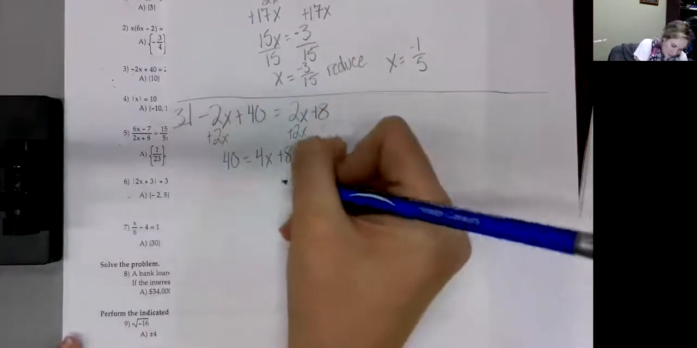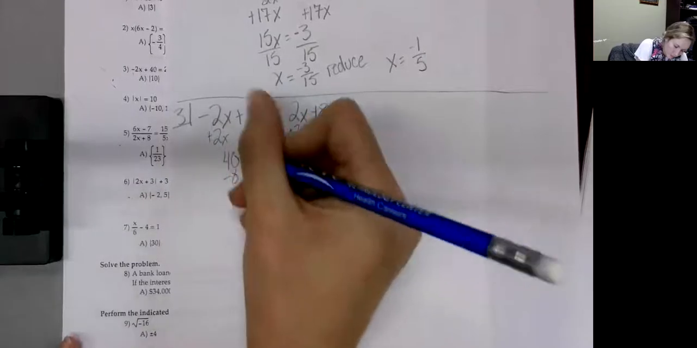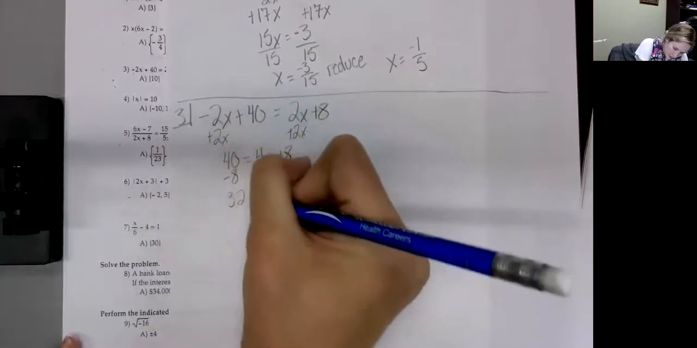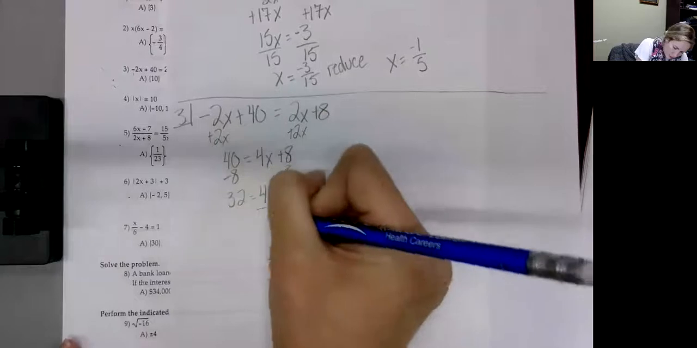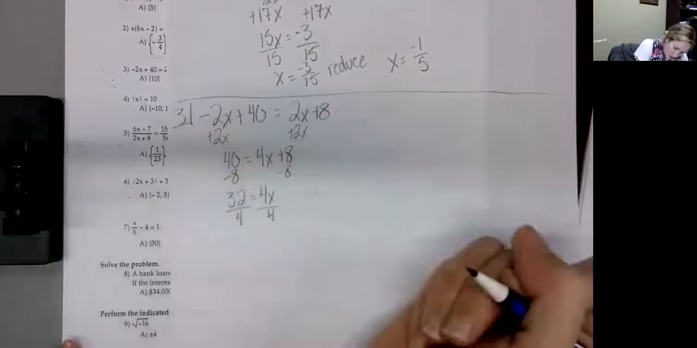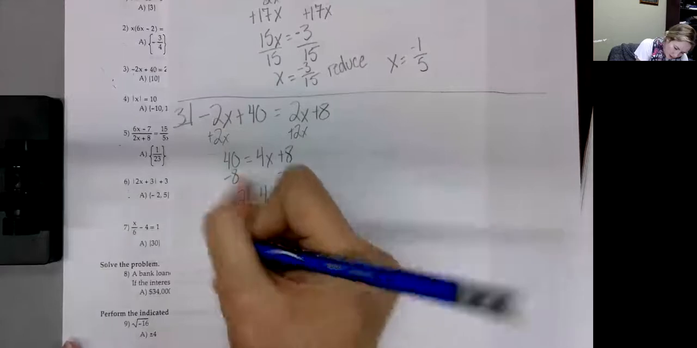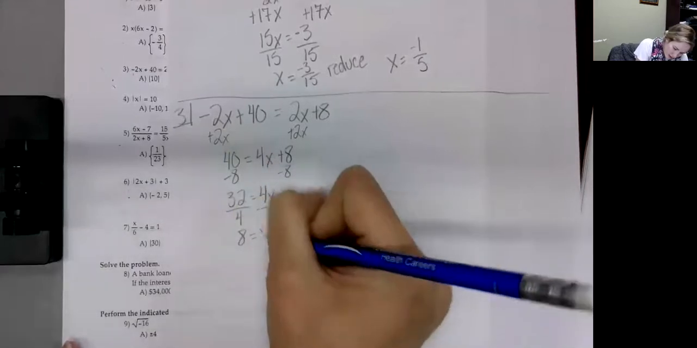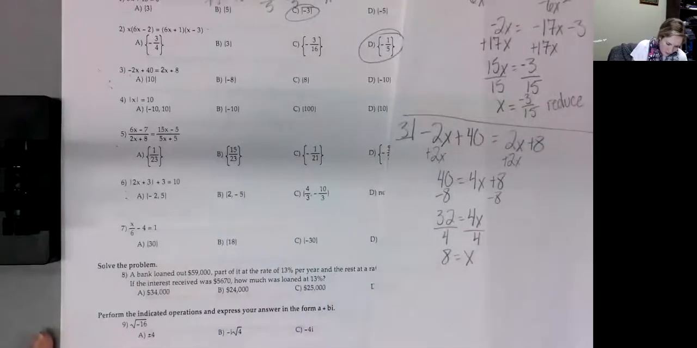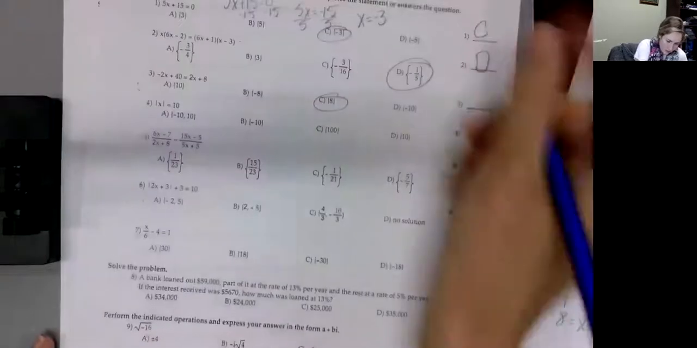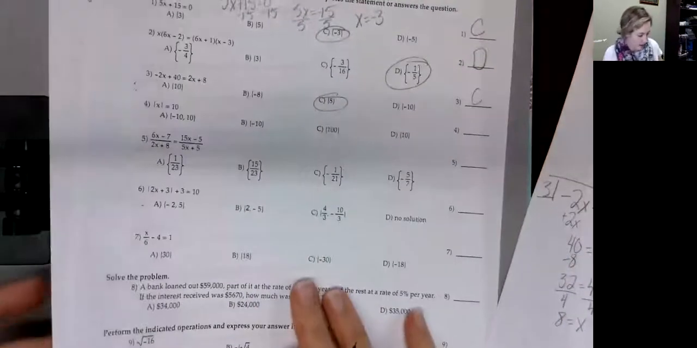Then we're going to move our 8 because we want x alone on this side. 40 subtract 8 is 32. Then we would divide by our 4. 32 divided by 4 would give us 8 equals x. I haven't worked this out in a long time. I'm going to upload the answer key as well, so you'll have all of it to work out and check.